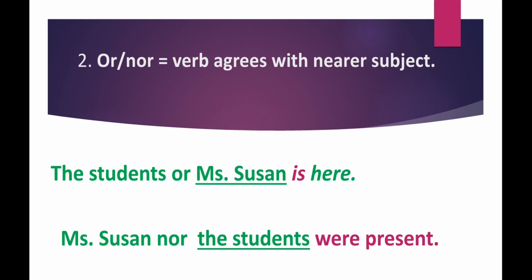So here example, the students or Miss Susan is here. Why is? Because the subject here is singular, right? Miss Susan is closer to the verb, so we take that. Now when you go to the second example here, Miss Susan nor the students were present. So here the subject closer to the verb is the students, that is plural, right? That's why the verb that you pick should be plural, were.